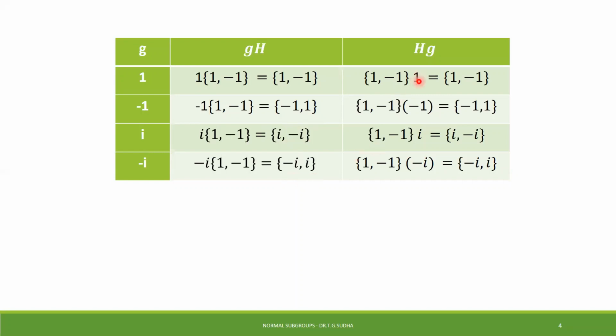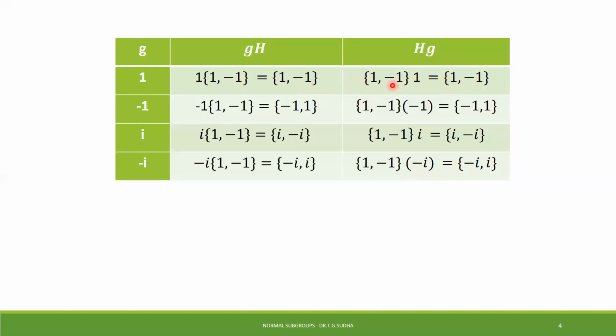And here the last column consists of the right cosets of the elements of G with respect to the subgroup H. Here the first coset is generated by 1, that is {1, -1}, and the next coset is generated by -1, that is {-1, 1}, and the next one is generated by i, that is {i, -i}, and the last one is generated by -i, and that is {-i, i}. So when we look into the right cosets and the left cosets generated by the elements of G, they are one and the same. Here it is {1, -1}, {1, -1}.